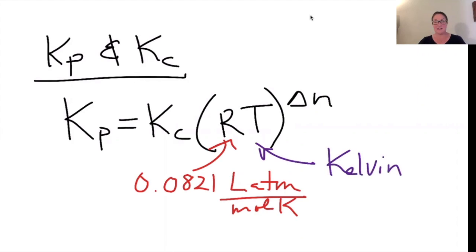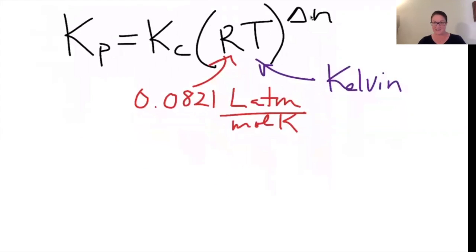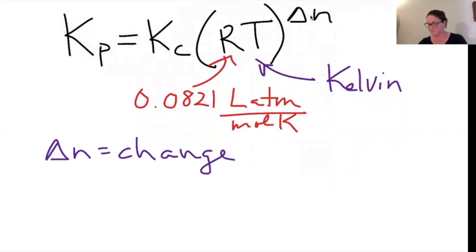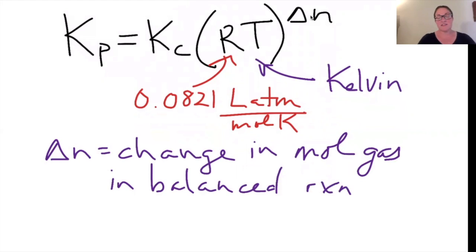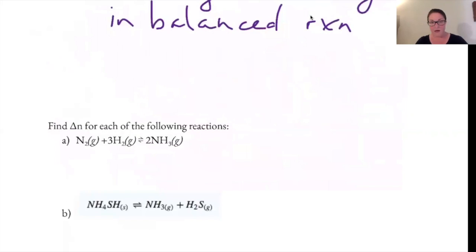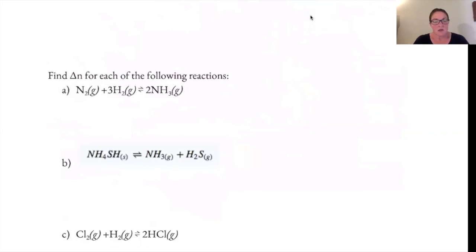You haven't seen delta N before, not in this case anyway. Delta N is going to be the change in moles of gas in the balanced reaction. So let's take a look at a couple examples where we have to find delta N, and we'll see how it works. So I'm just looking at moles of gas, and the G means gas.